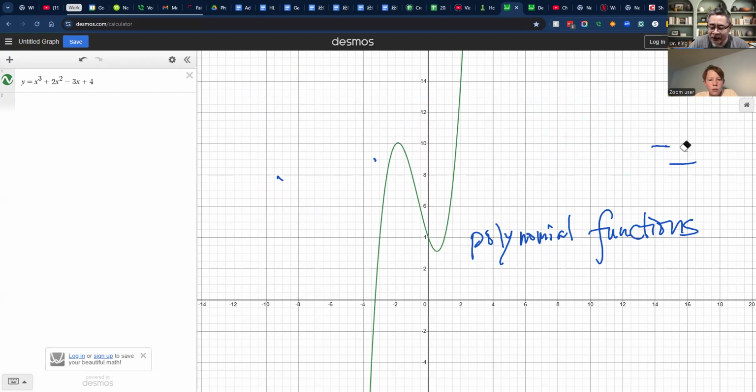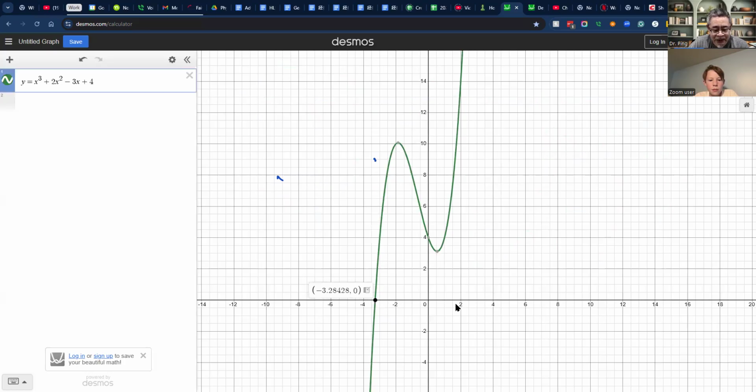And the cubic function always has an x-intercept point. This one here, right here. Sometimes there are more, but this one is just here. Okay, we can also look at another one, where we've got the fourth power on the x.